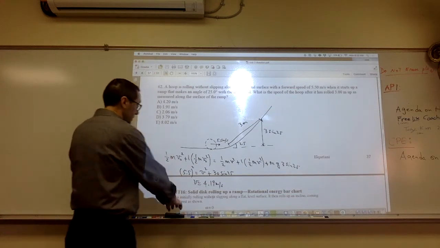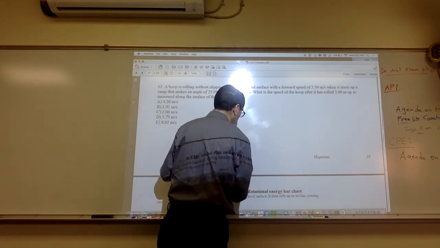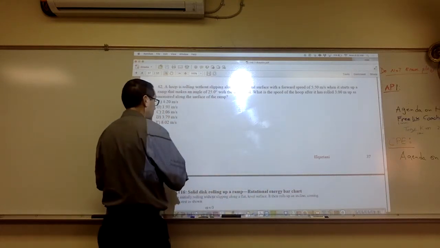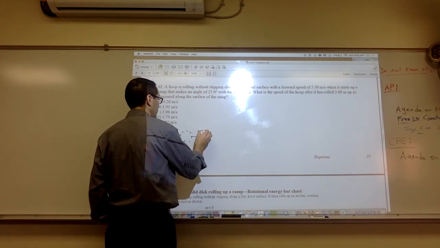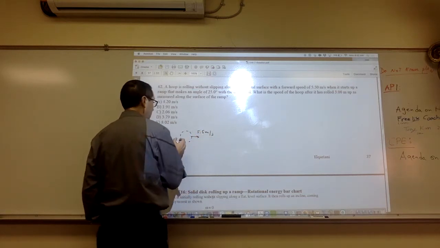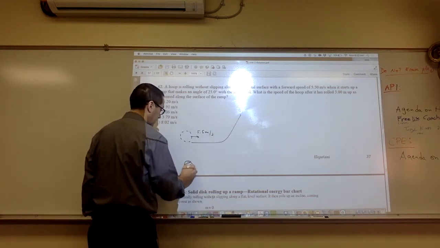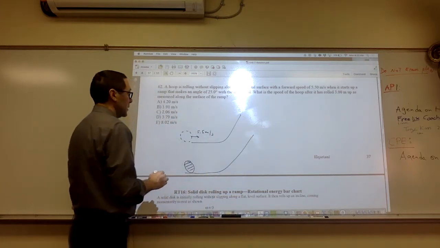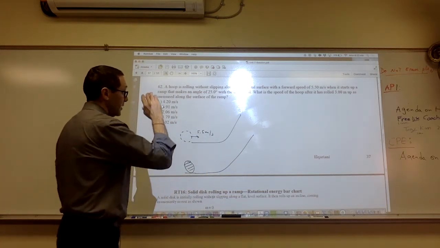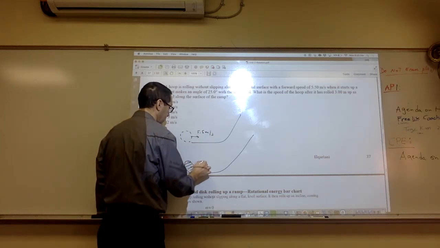I just want to go back to 62. I just want to talk about one quick thing. If instead of a hoop we had a sphere, so you have a hoop going at 5.5 meters per second, and it's going to go up the ramp, or if you had a sphere, it's going to go up the same ramp. If we think about which one is going to reach higher, and this is also going at 5.5.